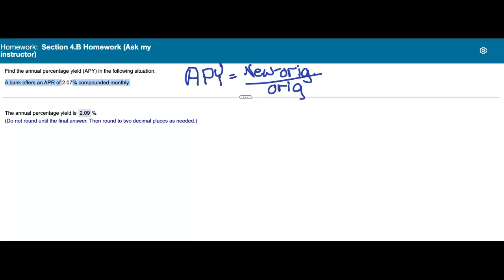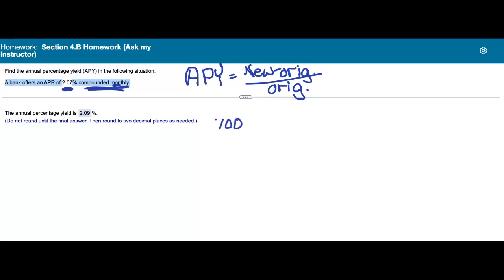So in this problem, we don't know those amounts. Instead, what we do know is that we have an APR of 2.07% compounded monthly. So we're just going to select some amount and, using the annual percentage rate, calculate how much is made over a year's time. So we're going to assume that we've got $100.